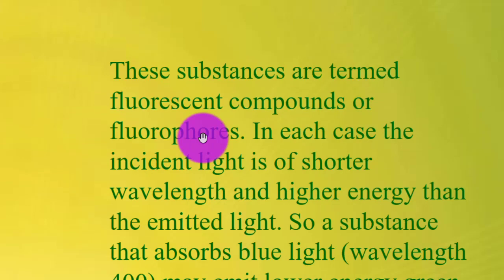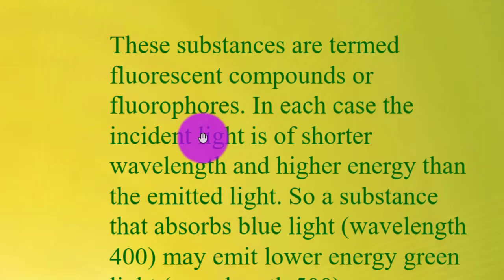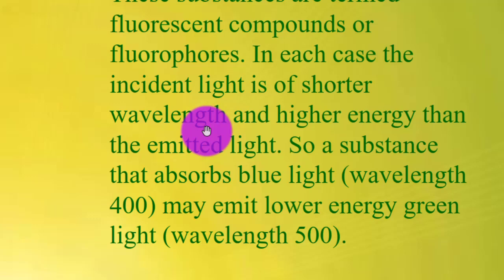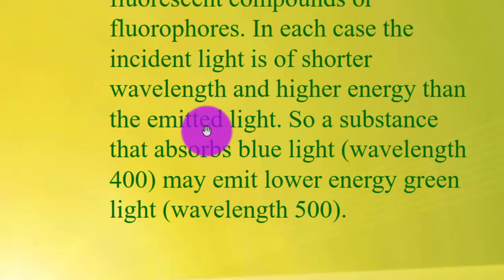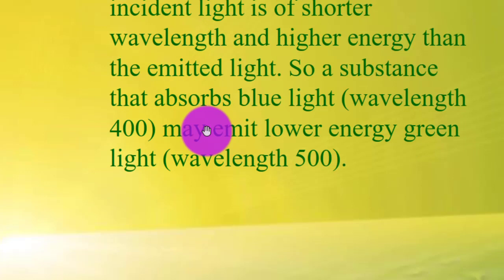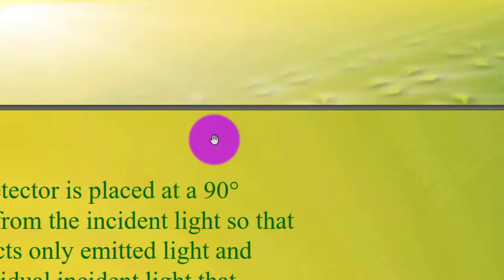Fluorescence. Certain kinds of chemical structures are able to absorb light of one wavelength and emit light of another wavelength. These substances are termed fluorescent compounds or fluorophores. In each case, the incident light is of shorter wavelength and higher energy than the emitted light, so a substance that absorbs blue light, wavelength 400 nanometers, may emit lower energy green light, wavelength 500 nanometers.